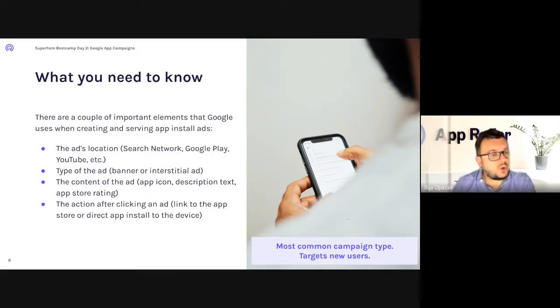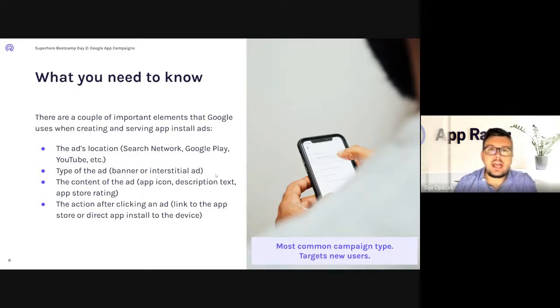And what you need to know: there are a couple of important elements that Google uses when creating and serving app install ads. The first one is the ad's location. I've shown you the 5 examples of the Google Display Network. So you have the search network, Google Play, YouTube, etc. Google will determine where your ads are going to be displayed. Then comes the type of the ad. Is it a banner or an interstitial ad?